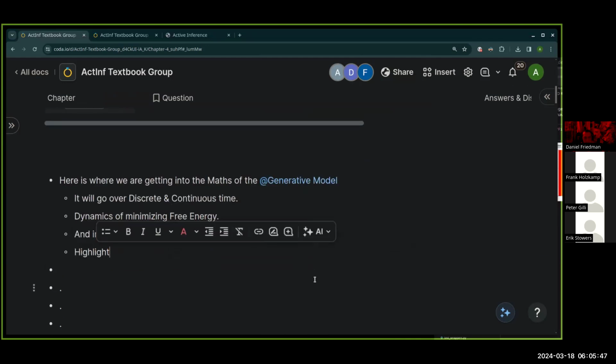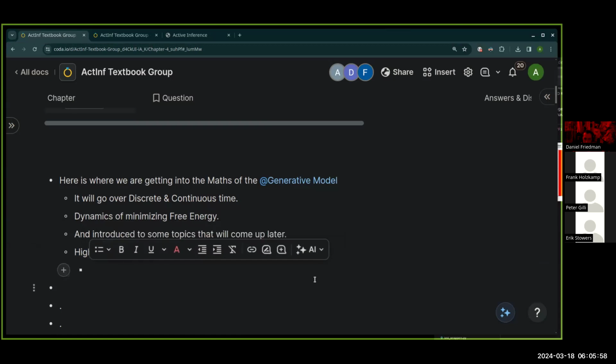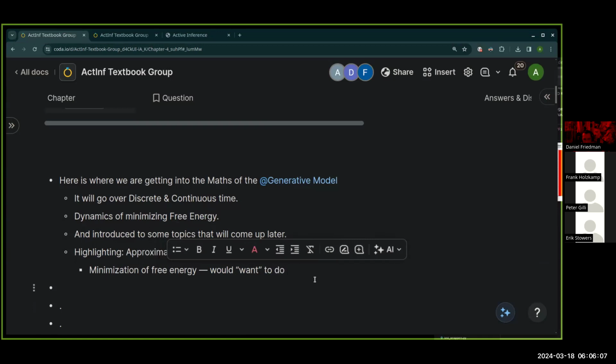We've seen before that a lot of the underlying assumptions in active inference involve the minimization of free energy. Really, the idea is that agents would, quote unquote, want to minimize surprise, but because we need to actually render the computation tractable, we instead minimize a quantity known as free energy.